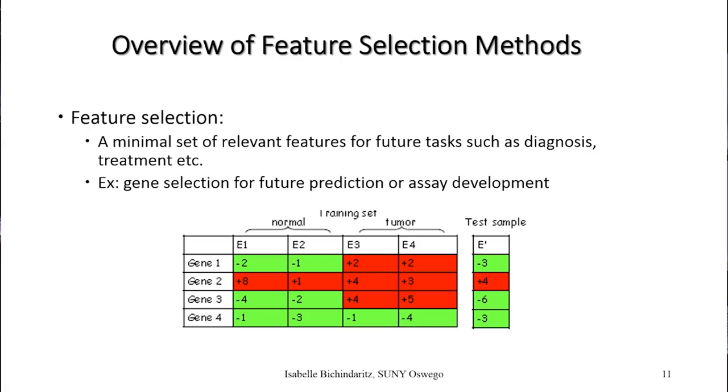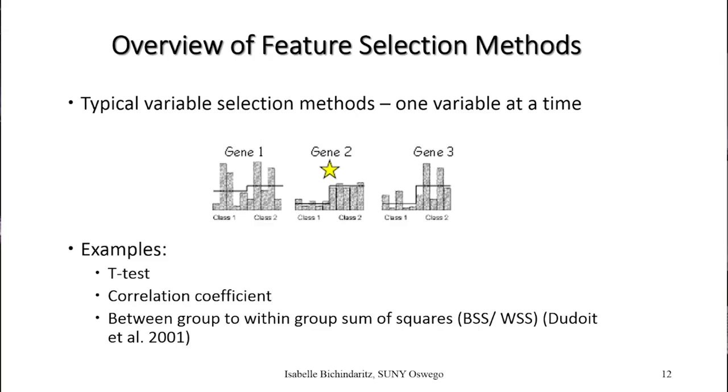Here is a good example of how we can select some genes by comparing how these genes are expressed in normal and in tumor. And when these expressions are different between normal and tumor, then to characterize a tumor, we're going to select these particular differentially expressed genes. Very often, feature selection methods operate 1 variable at a time. So it's going to be 1 variable at a time.